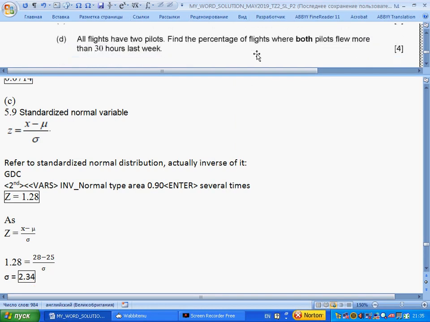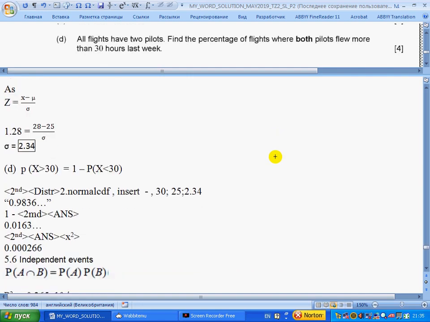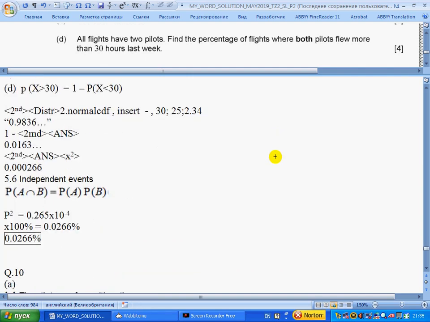All flights have two pilots. Find the percentage of flights where both pilots flew more than 30 hours per week. So we will find first for one pilot, the probability that x is more than 30 equals 1 minus the probability that x is less than 30.